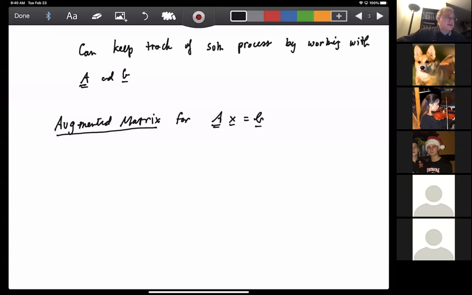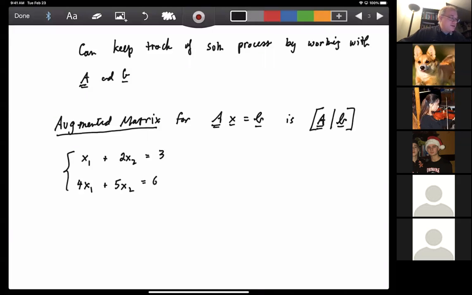So we've got AX is equal to B. So we can build a matrix by taking our matrix A and appending to this the column corresponding to this B. So if we've got something like this system, let me just give you an example. So this is a linear system we might want to solve.